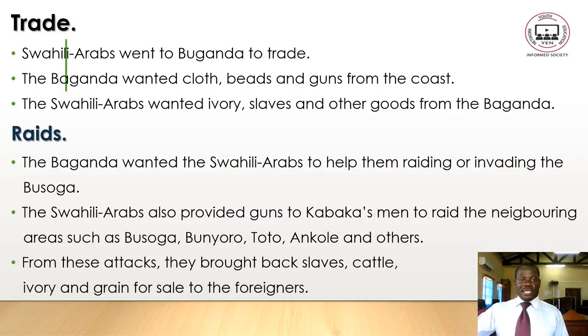Another aspect that attracted the Arabs into this territory was trade. So the Swahili Arabs went to Buganda to trade. The Baganda wanted cloth, beads, and guns from the coast from these Arabs. The Swahili Arabs wanted ivory, slaves, and other goods from the Baganda.